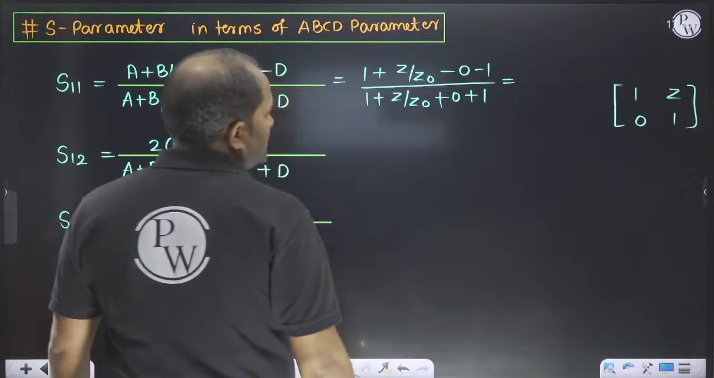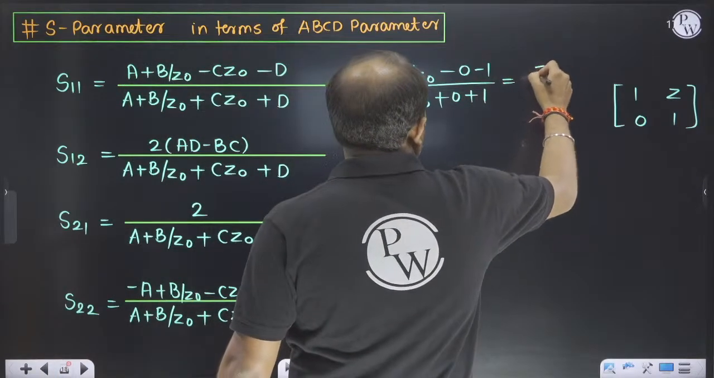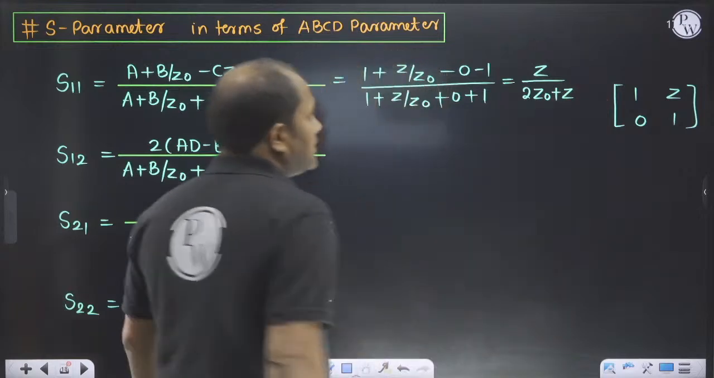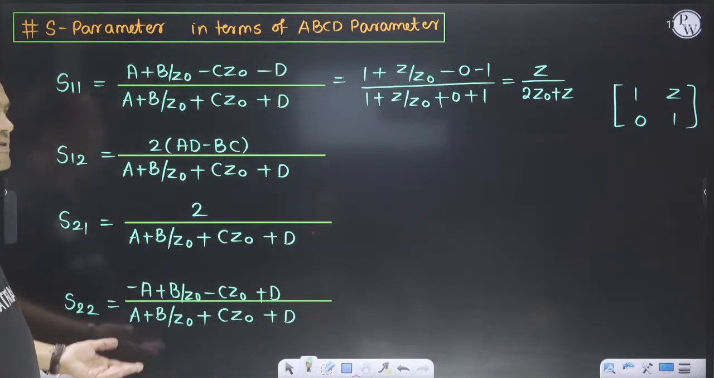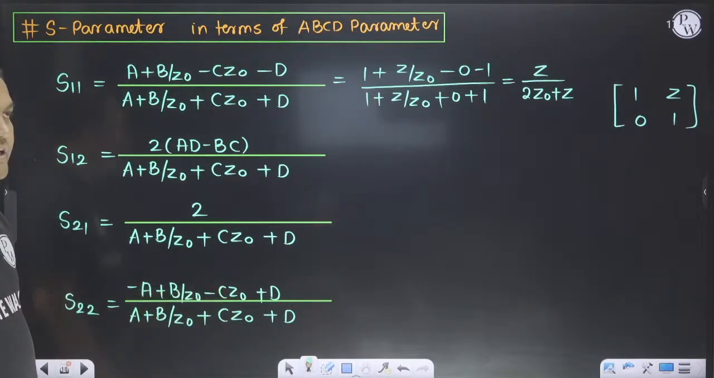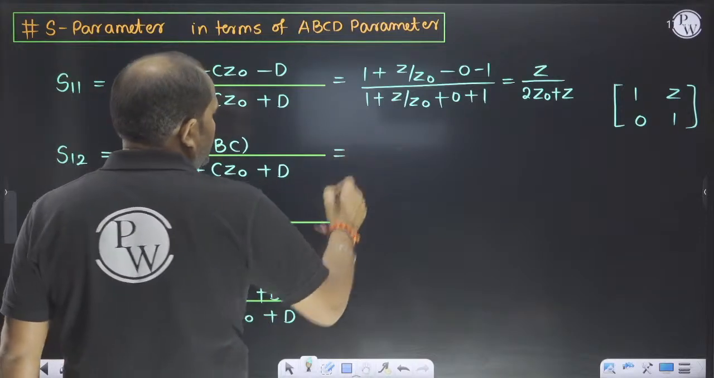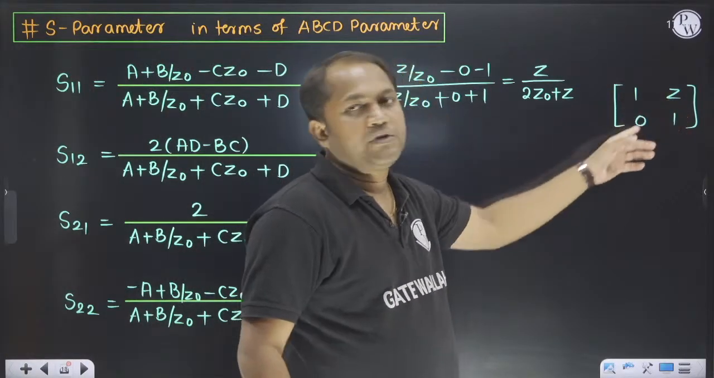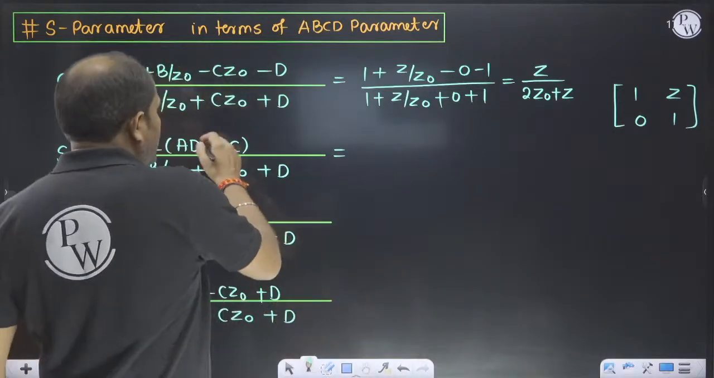It will be Z upon 2Z naught plus Z. Yes, easy. From this one you can also calculate: AD minus BC. AD is 1, BC is 0, so AD minus BC is 1.